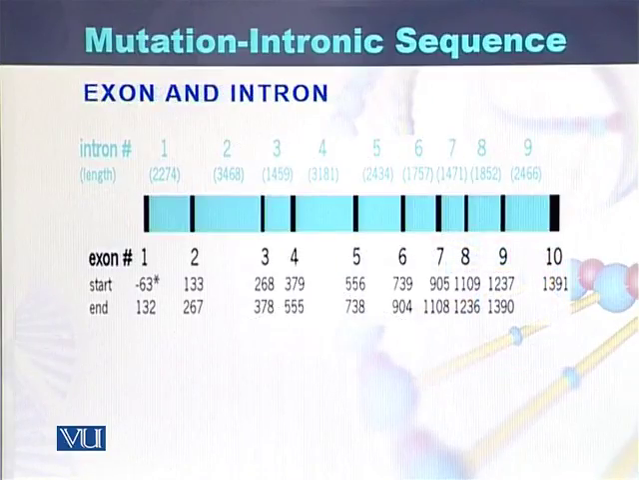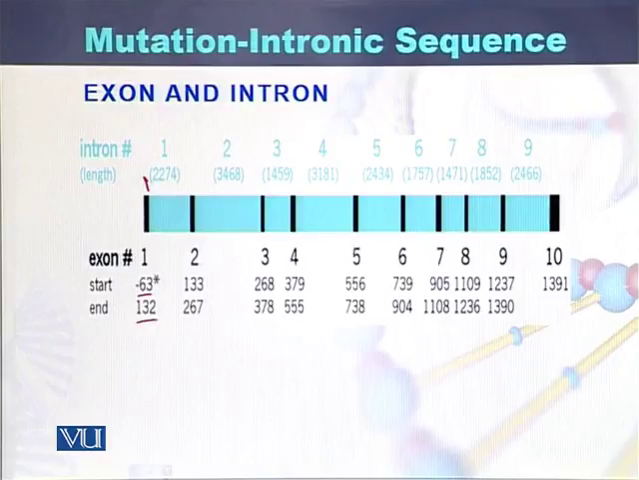Here we can see a second example of how exons are numbered. This is exon number 1. Exon 1 starts from -63 up to 132. The next exon starts from 133 till 267. The third exon starts after 267, and the next exon will start from 268. In this way we just mention the nucleotides which are present in the exons.